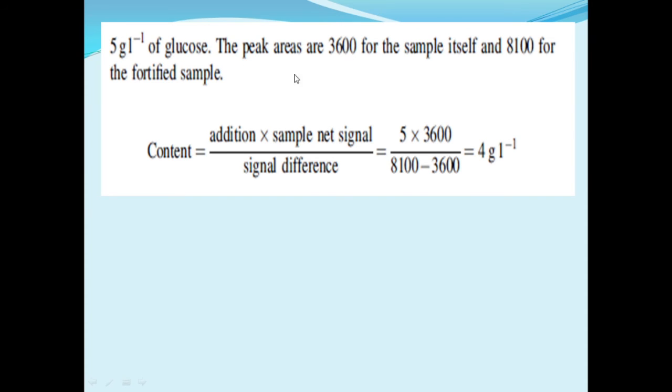The peak areas are 3600 for the sample itself and 8100 for the fortified sample. Therefore, content is equal to addition into sample net signal upon signal difference, which is 5 into 3600 upon 8100 minus 3600, equal to 4 gram per liter.